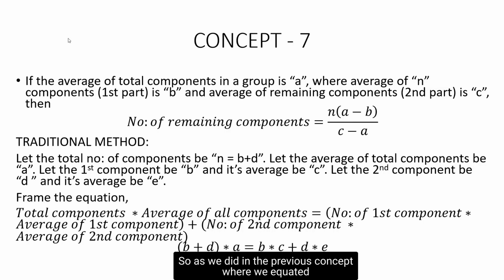As we did in the previous concept where we equated the overall marks, here we will equate the overall entities. That is, overall entity is equal to the sum of the first part entity plus the sum of the second part entity. By solving this equation, we will get one part of the unknown with which we can compute the total number of quantities or entities. So, we will discuss some problems to understand this concept.